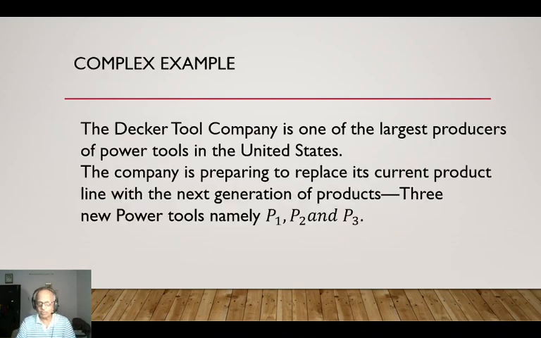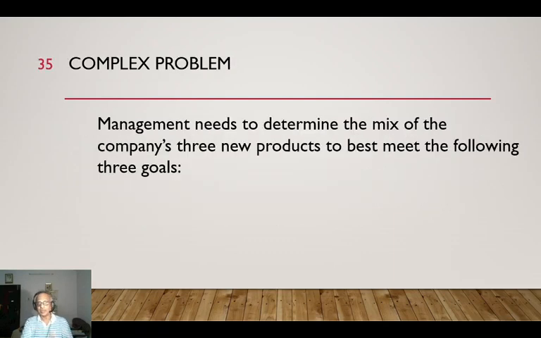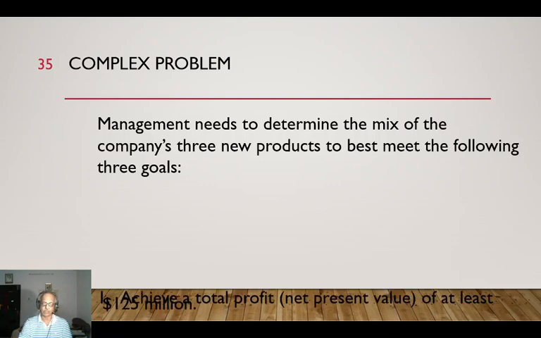Let us take a complex problem where you have a company manufacturing power tools in the United States. The company is preparing to replace its current product line with the next generations of product. So they have got P1, P2 and P3. So there are 3 power tools which they are going to introduce. So they are going to replace its current products. So management needs to determine the mix of the company's 3 new products to best meet the following 3 goals.